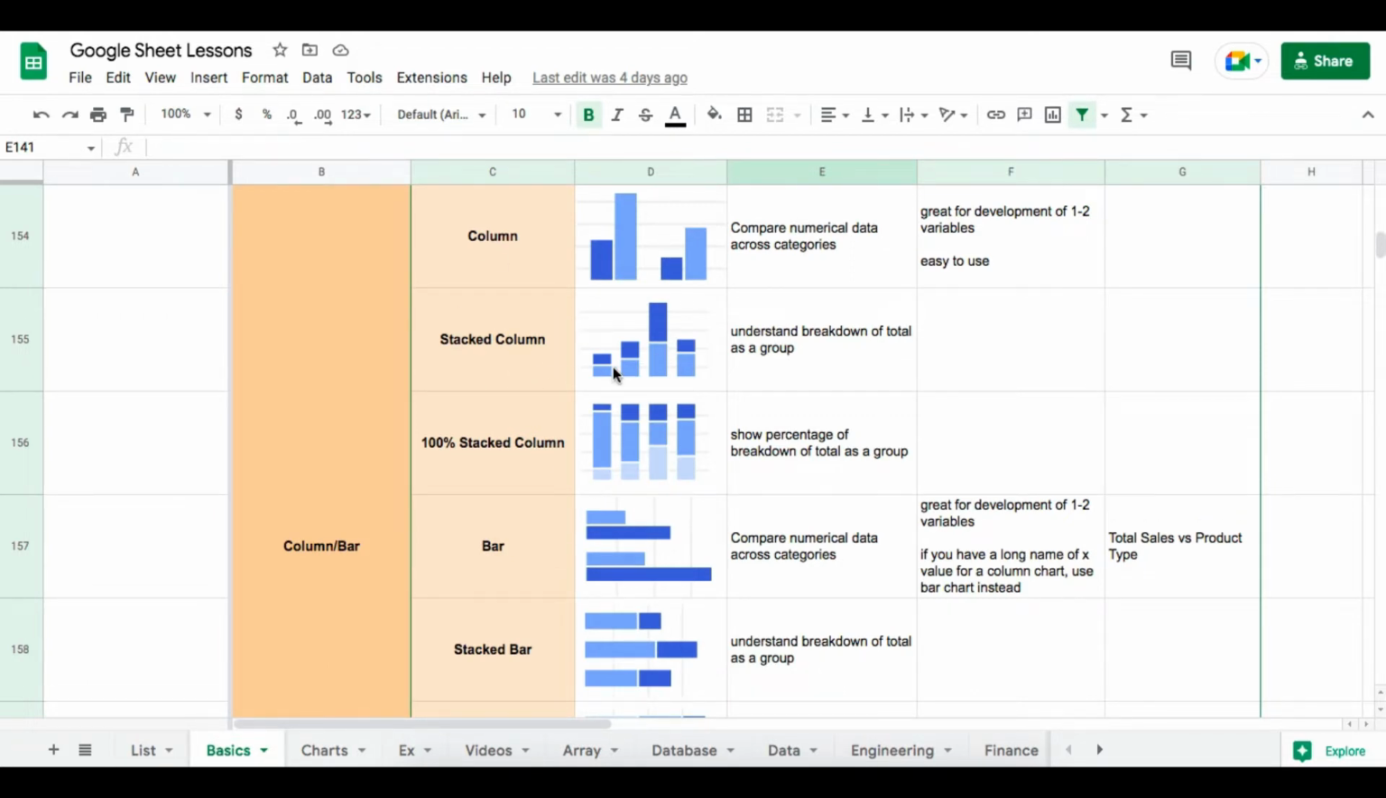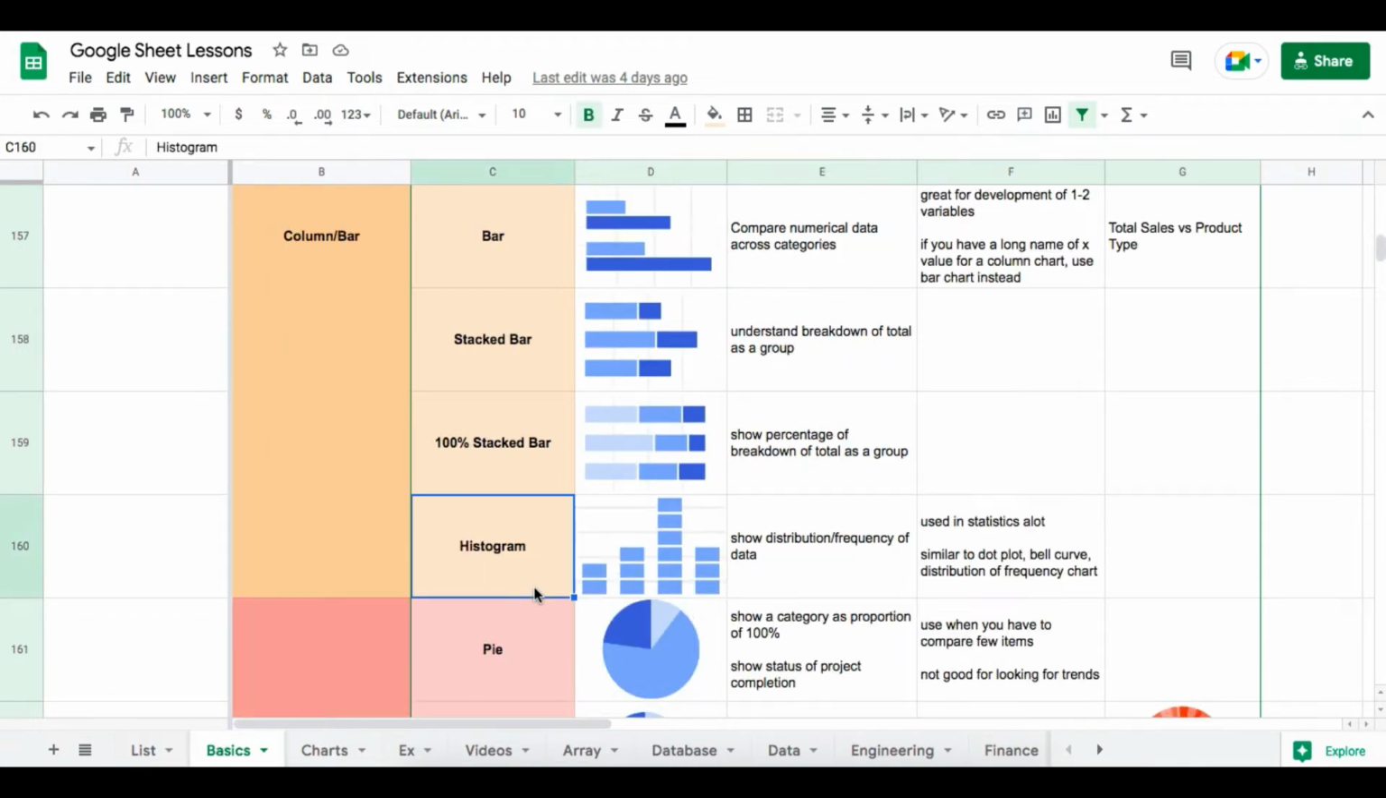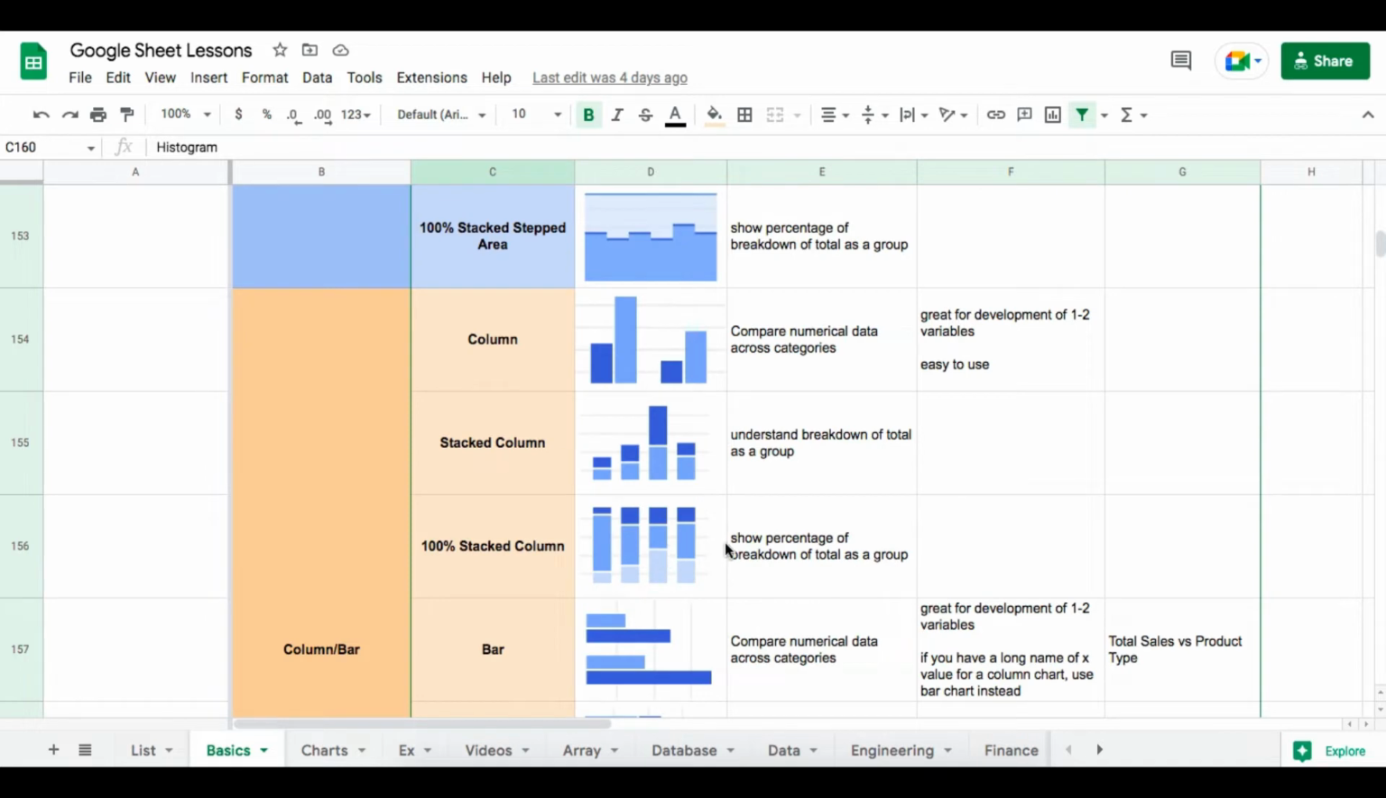So similar to area chart, there are two types of column charts. I have added a third chart which looks similar to a column chart. However, it is called histogram instead, which is right here. So within column chart, there are three types of graphs.